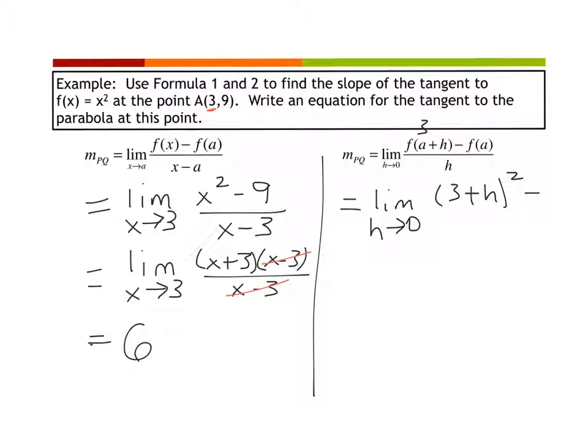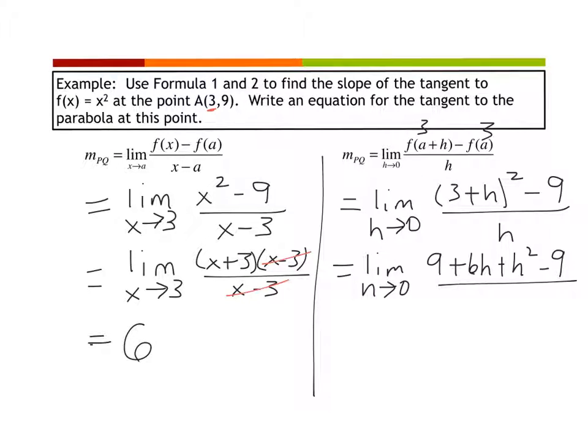Minus f of a, which is the same thing as before. Remember, f of a is f of 3, so that's 3 squared, which is 9, over h. And this, I hope, looks very familiar to you because we've done some like this already. That's because this is such a common equation that we're going to be using that I made you learn how to do it. So this is going to be 9 plus 6h plus h squared minus 9 over h.